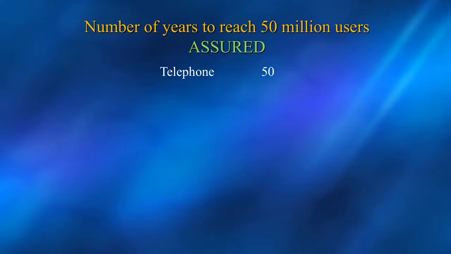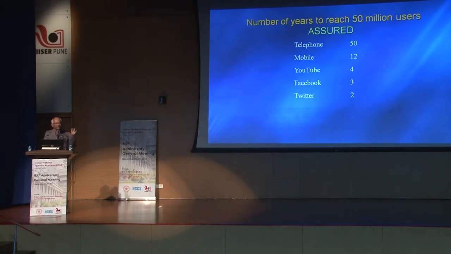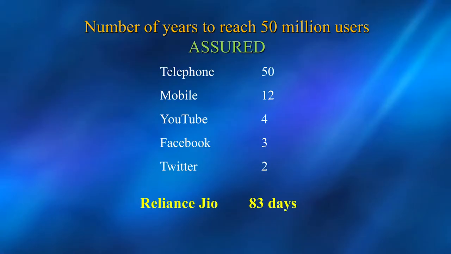Telephone took 50 years to reach 50 million users. Mobile took 12 years. YouTube took 4 years, Facebook took 3 years, Twitter took 2 years. Now, we would all be sitting in the audience admiring how they have done it. These records have now been broken by Reliance Jio, who did it in 83 days.